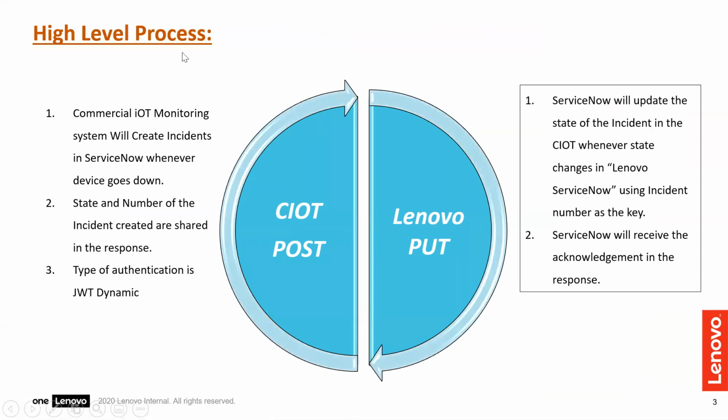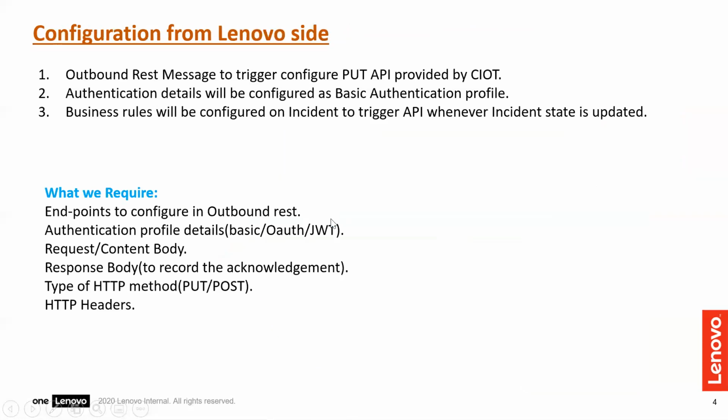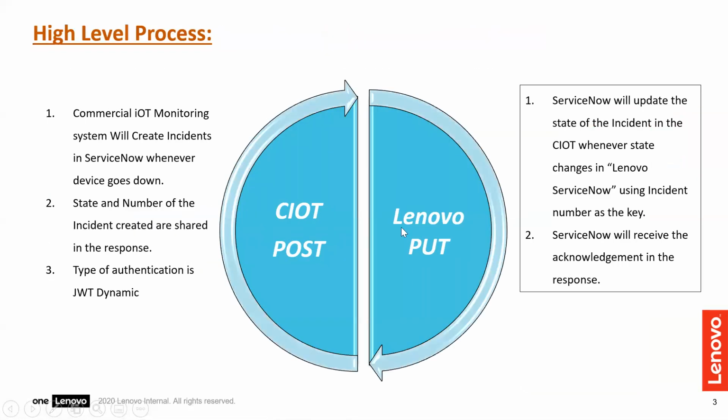So see, the high level process. CIOT is a post and Lenovo is the input actually. In the post, what is the information? The CIOT monitoring system will create what, I have discussed before. The system will create an incident in ServiceNow whenever a device goes down. This is the information which we discussed. The state and number of the incident created are shared in a response.